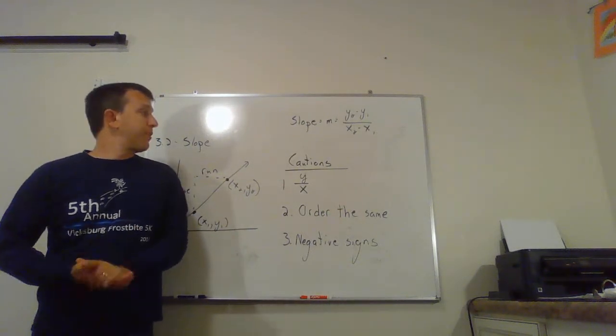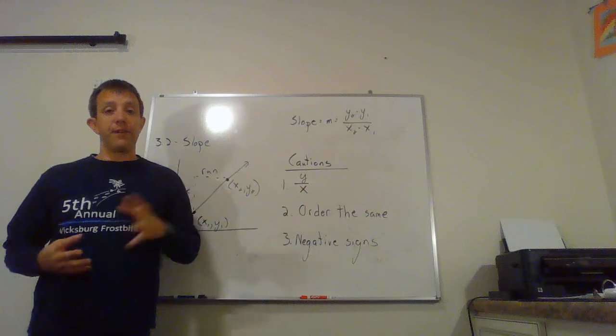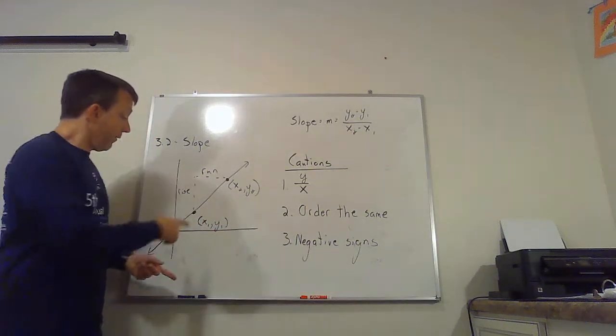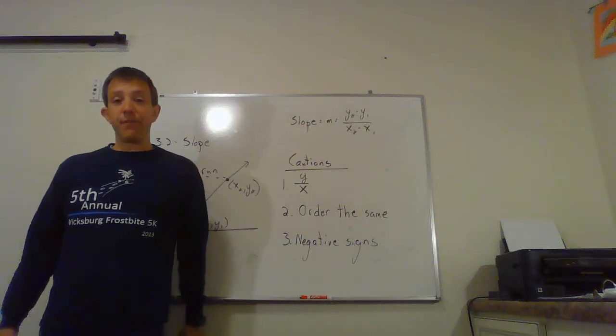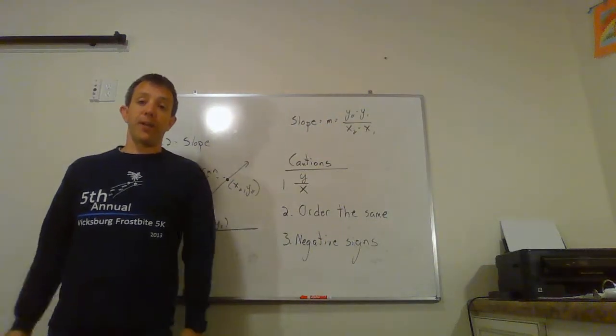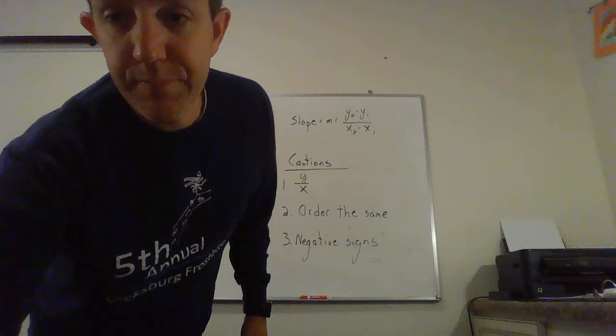All right, so next up we're going to look at a couple of examples of how to find a slope. You can do it off of a graph just by counting the rise and the run if you want, but I really like the formula because I like to subtract and divide. So, all right, here we go.